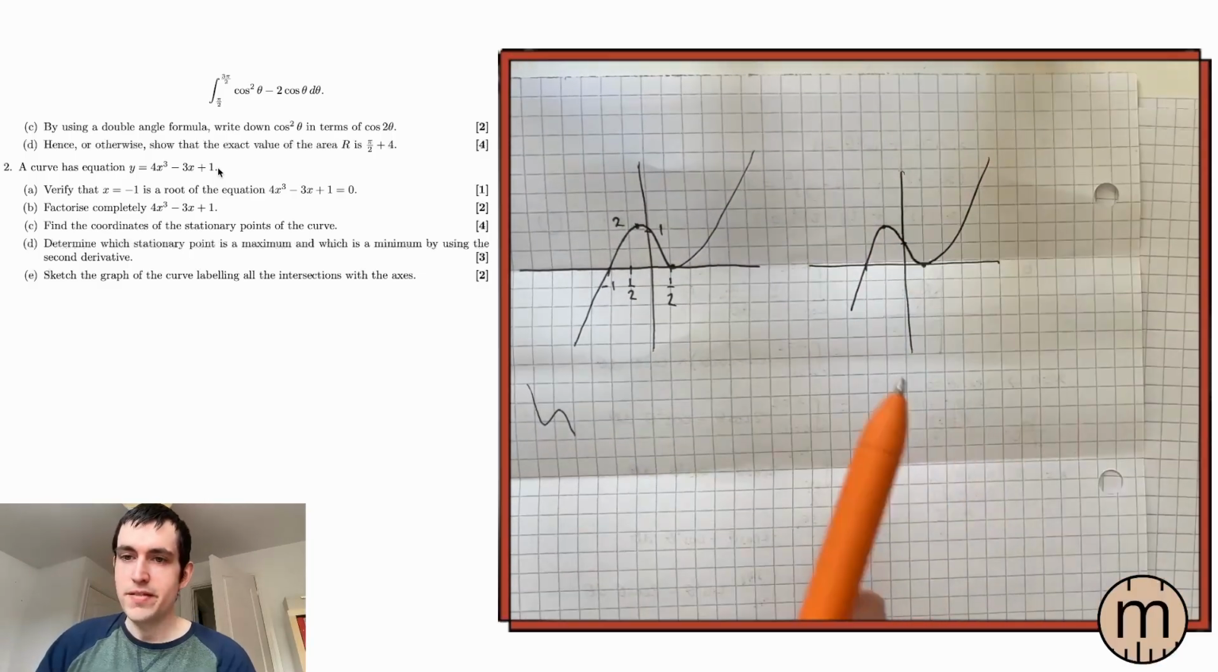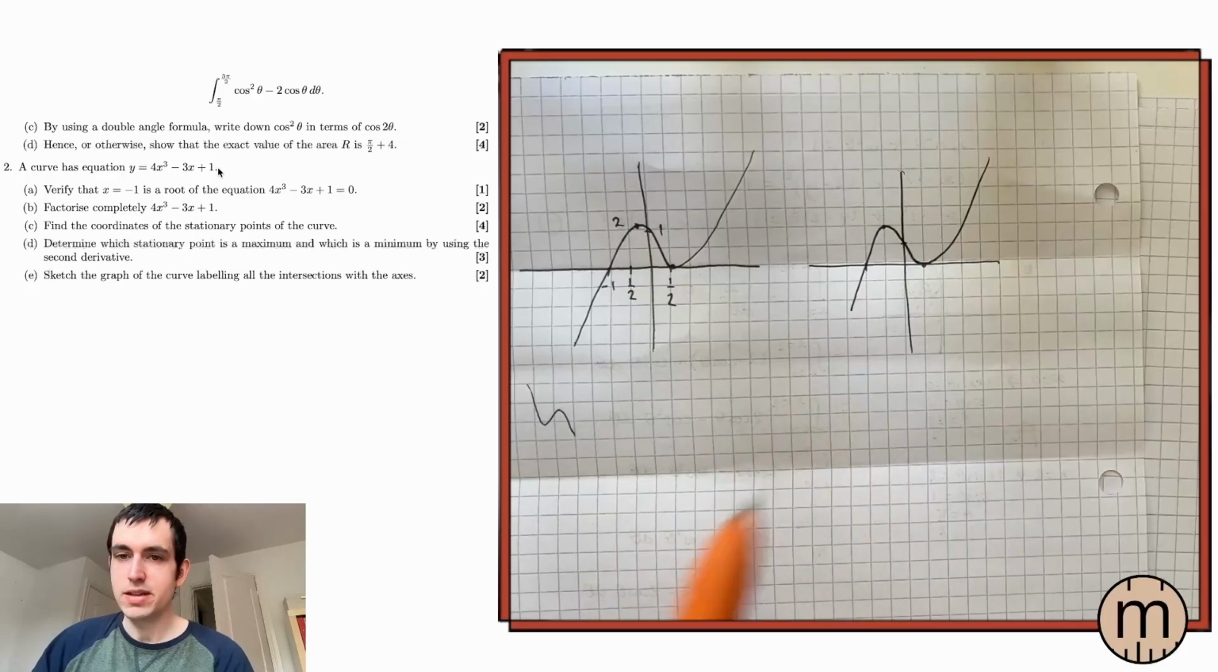There we go. That's a bit of a better diagram, a bit more accurate. As long as you've labelled it, you'll be fine. You get the 2 marks for this.